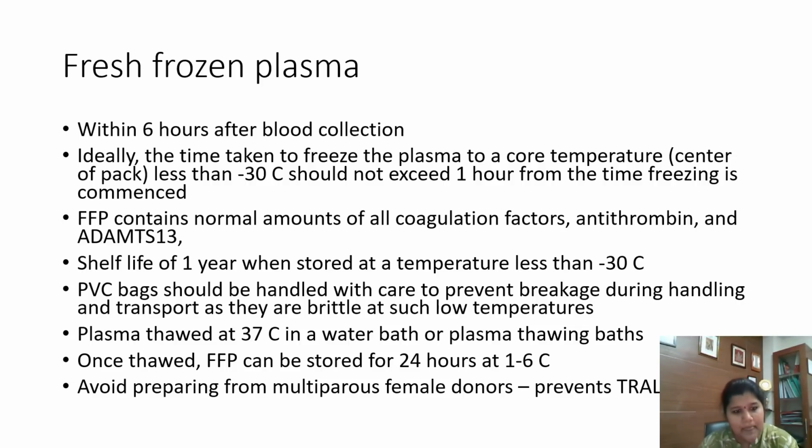The PVC bags that are used for storage have to be handled very carefully because at such low temperatures the bag will be very brittle and it will cause breakage if not handled properly. Once the FFP is thawed, it can be stored for up to 24 hours at 1 to 6 degrees centigrade. We usually avoid preparing FFP from multiparous female donors. This is to prevent TRALI, because transfusion associated acute lung injury has been associated with HLA antibodies and a multiparous female usually has more alloimmunizations.